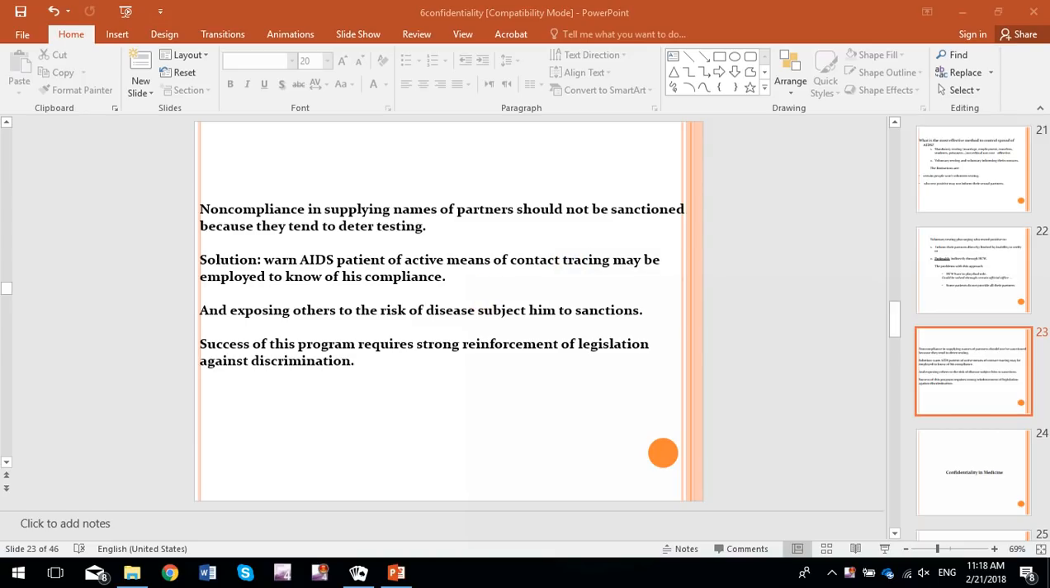Now, the solution here is that we warn the AIDS patient or the HIV positive patients that active means of contact tracing may be employed to know of his compliance. We can tell this patient who is HIV positive, okay, you are responsible for telling your partners, and we have our means to verify whether you told them or not. And in this case, if it appears that you did not inform them, then you are guilty. Guilty means legally: you are legally bound and you will be sanctioned if you did not tell your partners. And we have our means of verifying how we know that you did not tell your partners.